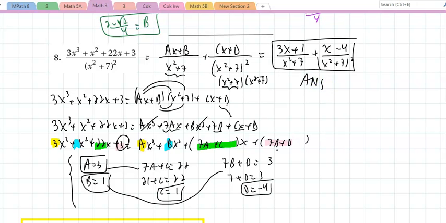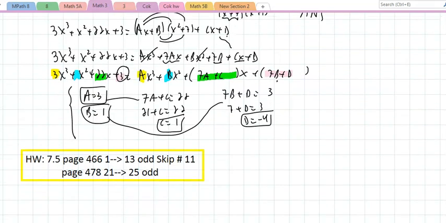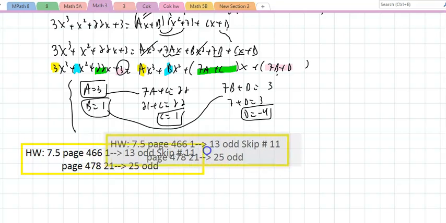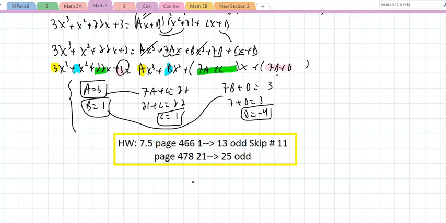And your homework is on page 466. You're going to do 1 through 13, odd, skip number 11, and on page 478, 21, 23, and 25.